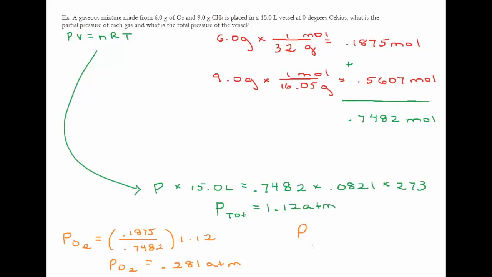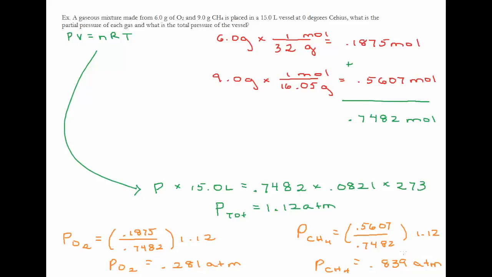For the partial pressure of methane, I'm going to do the same thing, but use its mole fraction, which is going to be 0.5607 divided by the total number of moles, which is the same, times the total pressure, 1.12. And what I end up getting for the partial pressure of CH4 is 0.839 atmospheres.